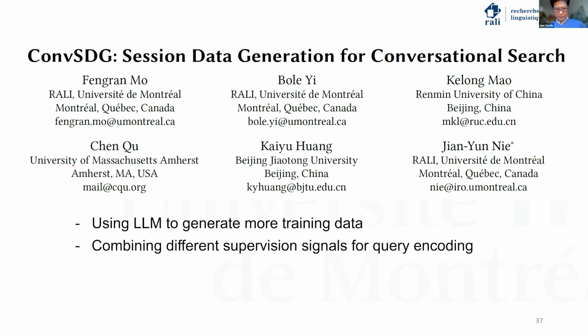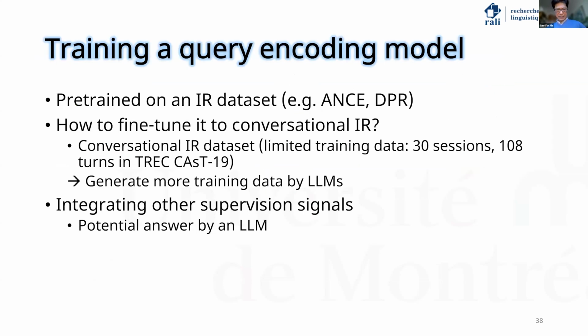using LLM. And I just presented that we want to train a dense retriever based on IR dataset, and typically ANCE or DPR are trained on the IR datasets. Now, it is possible to fine-tune that on a conversational IR dataset. And unfortunately, we don't have a lot of such training data. So the idea is to generate more data for the training purpose using large language models.